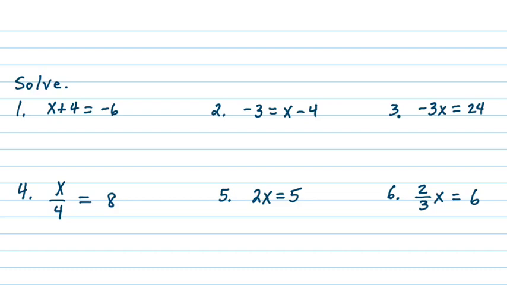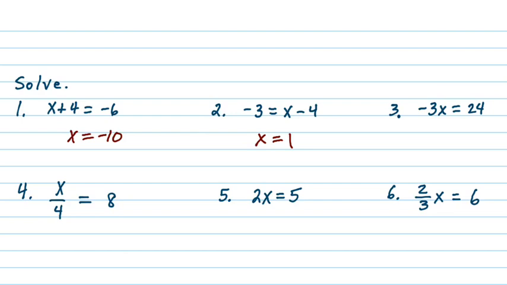Alright, so let's go ahead and look at this. On number 1, we're looking for a number that you add to 4, and you get negative 6. Well, let's see, negative 10 plus 4 would be negative 6. So if you know your integers pretty well, this shouldn't be too bad, but that may be a little bit more difficult if you are a little rusty. Let's see, on this next one here, we need some number minus 4 that gives us negative 3, and that would be 1. 1 minus 4 would be negative 3.